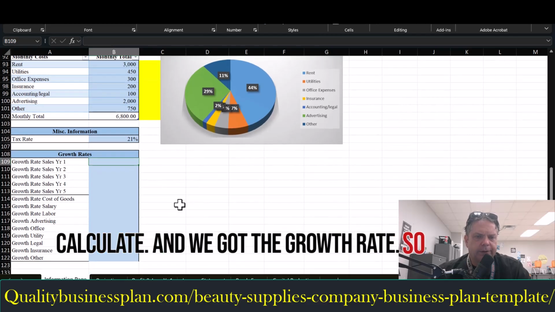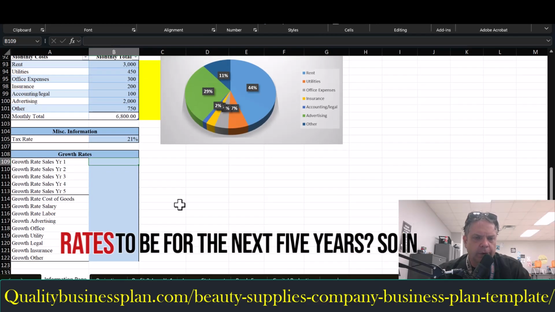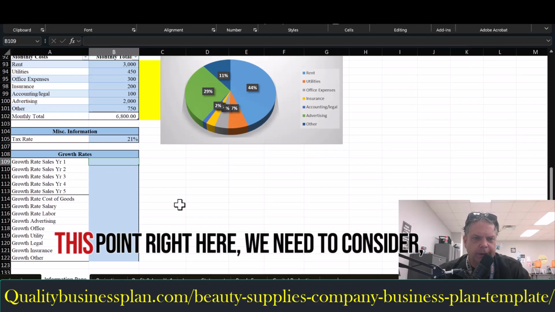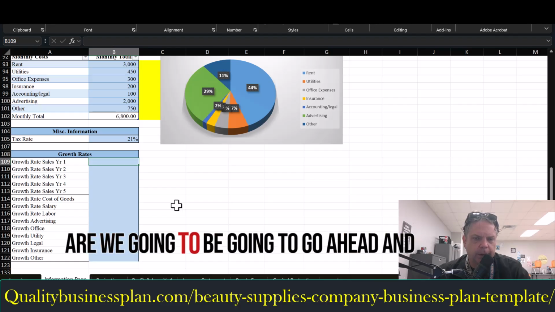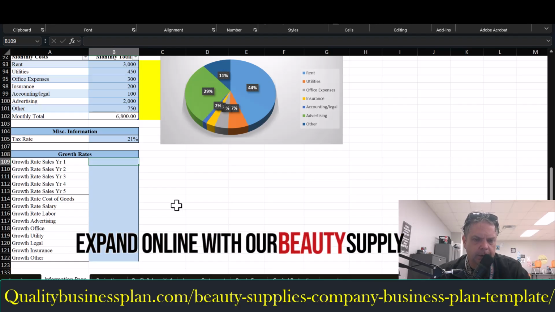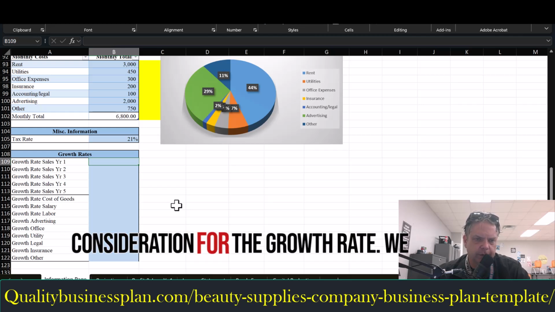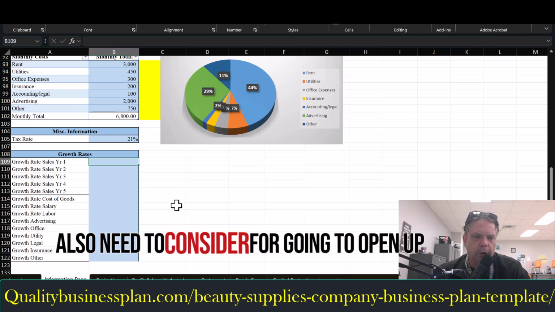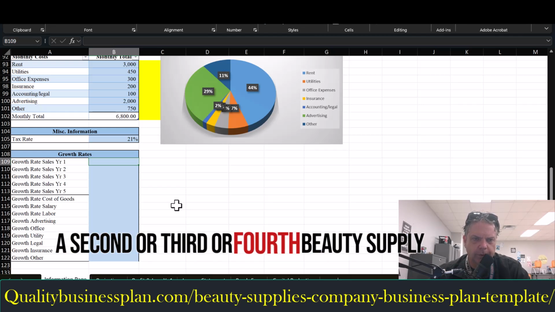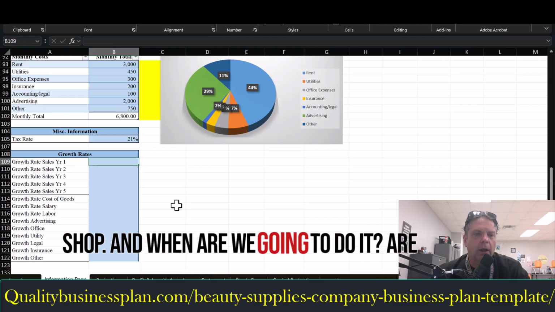And then we got the growth rate. So now what do we anticipate our growth rates to be for the next 5 years? So at this point right here, we need to consider, are we going to go ahead and expand online with our beauty supply shop? If we are, then we need to take that into consideration for the growth rate. We also need to consider if we're going to open up a second or third or fourth beauty supply shop. And when are we going to do it?